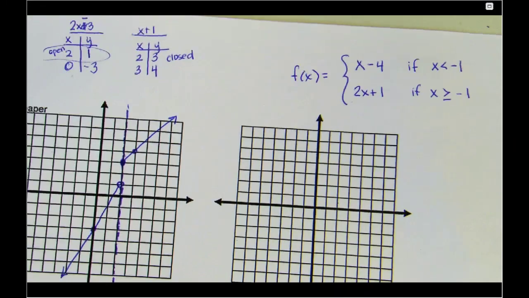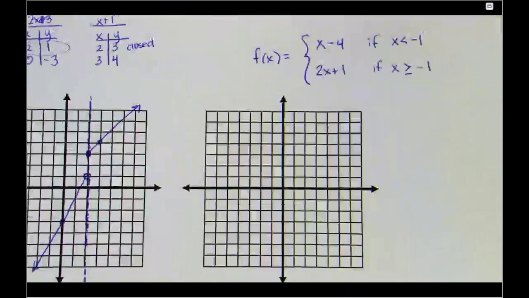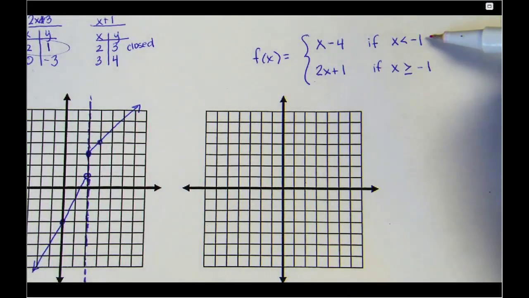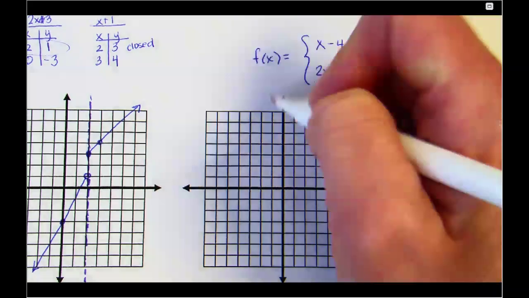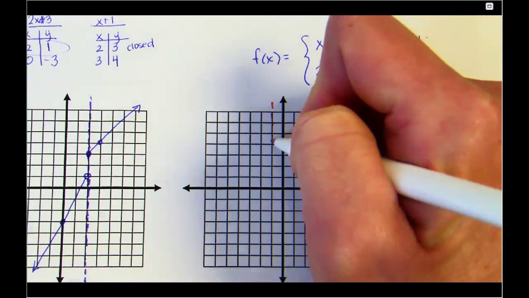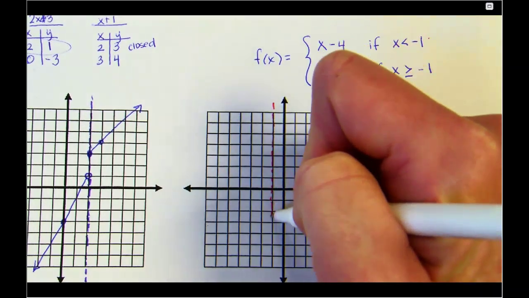Not 4. -1. I heard the -1. Somebody said it. Because if it's less than -1, I use the top. If it's greater than -1, I use the bottom. So -1 is where we would jump from one line to the other.